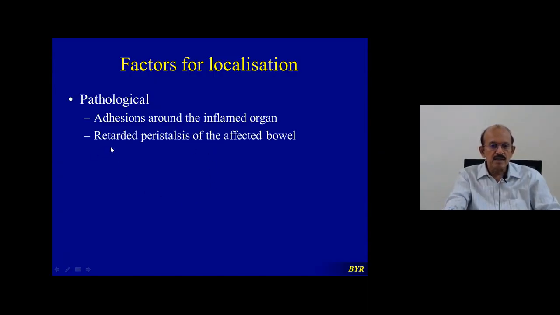The second factor is retarded peristalsis of the affected bowel. Whenever the bowel is in the vicinity of inflammation, it will have a lack of peristaltic waves. Because of this lack of peristaltic waves, the infection will be contained there only. If peristaltic activity is there, the infection will spread from one part to the other.